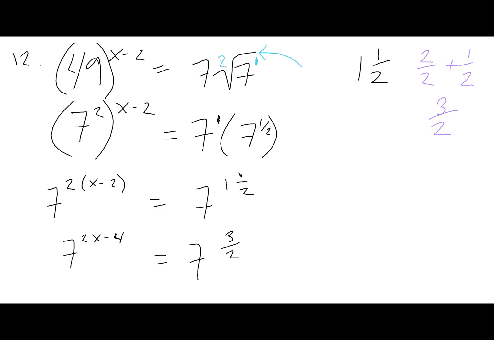Okay, now our two exponents are different, but our bases are the same. So once your bases are the same, you can set our exponents equal to each other. So even though they look different, they are equal. So we're going to do 2x minus 4 equals 3/2.